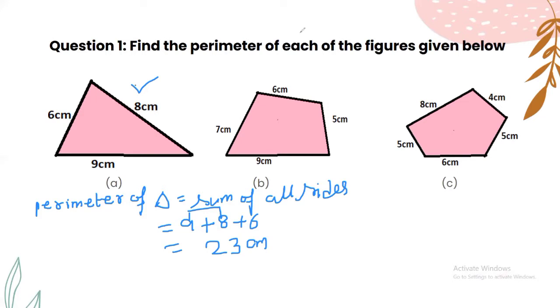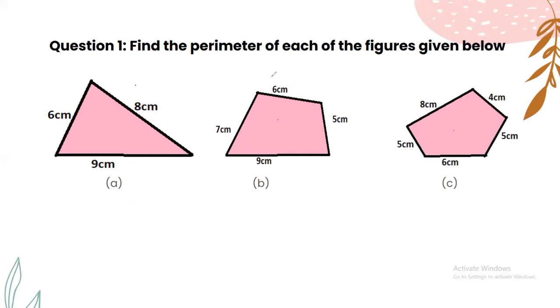Got it? Now the next one, the second option, you need to find the perimeter of this figure. Now you can check how many sides. 4 sides. So again put the formula for the perimeter of the shape. What is the formula? Sum of all sides. Perimeter of the shape is equal to what?